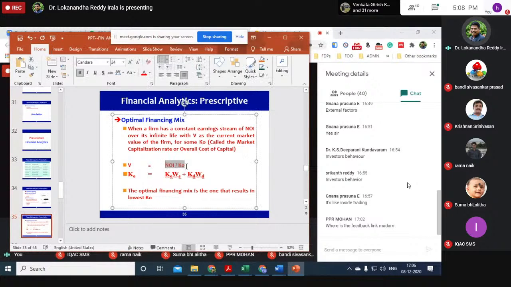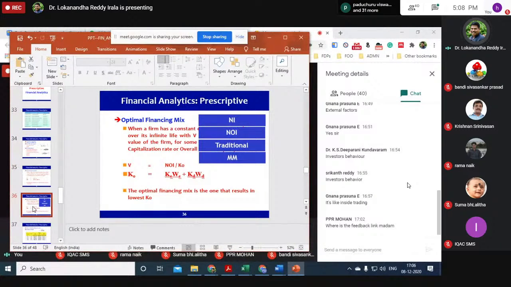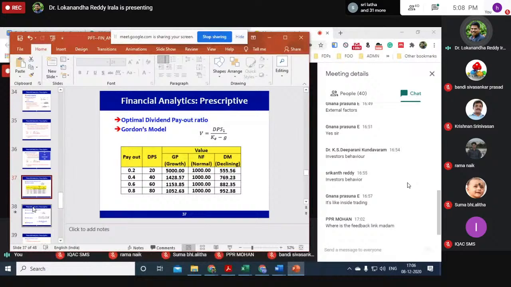It's net operating income divided by Ko. As Ko decreases, the value of the firm increases. And I'm sure some of you from the finance background would understand there are several approaches, like net income, net operating income, traditional, and hypothesis, which decide the optimal financing mix. And of course, optimal payout ratio: you have two models, the Gordon model and the Walter model. The one that I'm showing you is the Gordon model. Just a second.